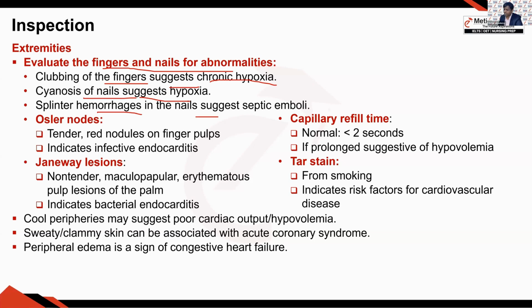Splinter hemorrhage in the nails suggests septic emboli. We are going to see the image. If we make the patient show the hand, there is a small splinter hemorrhage, which you will see in the image. Septic emboli, which is seen in infective endocarditis. So this is also an important assessment.